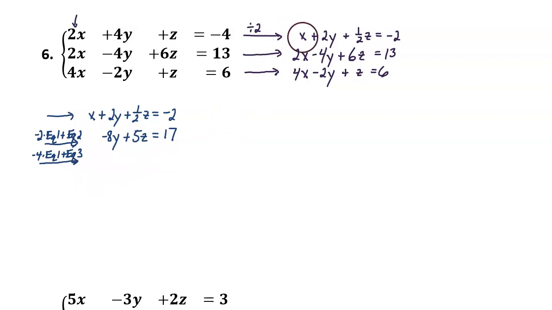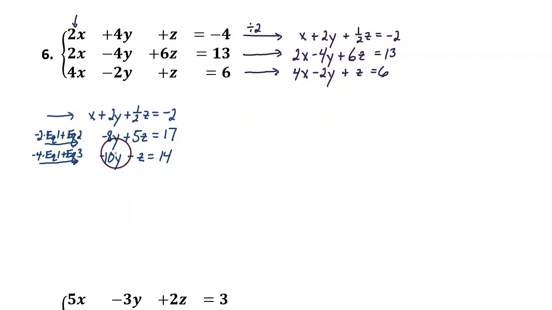Let's talk our way through that. -4 times x is -4x. When you add 4x, that's eliminated. -4 times 2y is -8y. Then add -2y, which makes -10y. -4 times half z is -2z. Then add the 1z, which makes -z. -4 times -2 is 8, and 8 add 6 is 14.